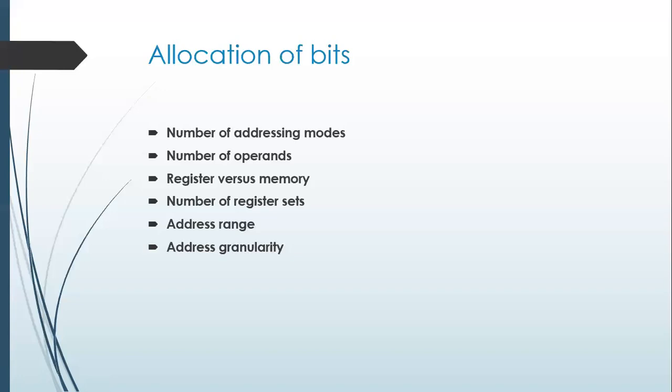The next point is number of register sets. We have talked about different kinds of registers: instruction register, memory address register, program counter register, accumulator, and IO address register, IOAR, IOBR, MBR. Please try to remember these registers. If we are using only one register, the accumulator, for all your calculations, it's going to be a very tedious task. That's why in the later computers, more registers were introduced.